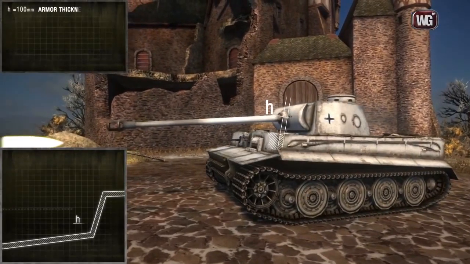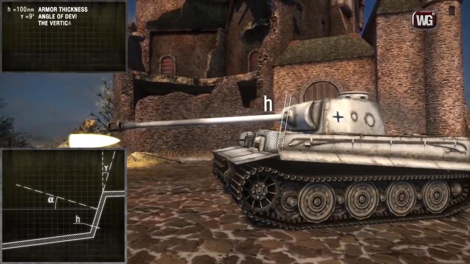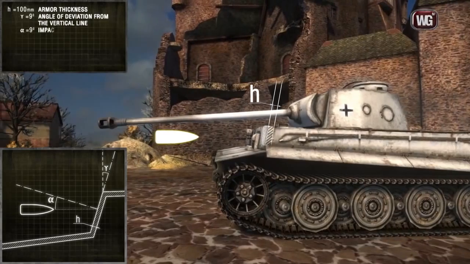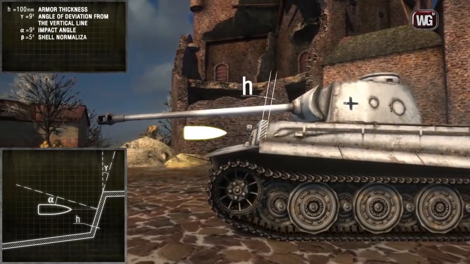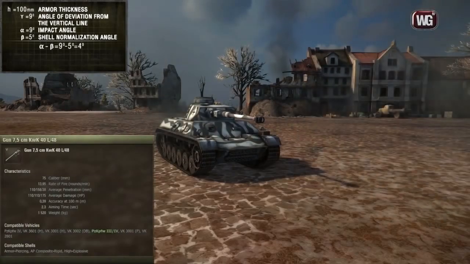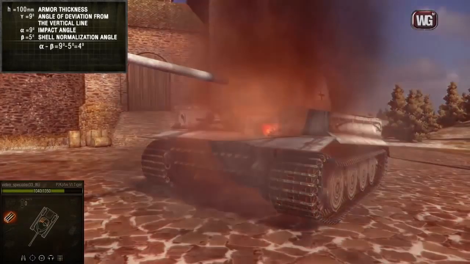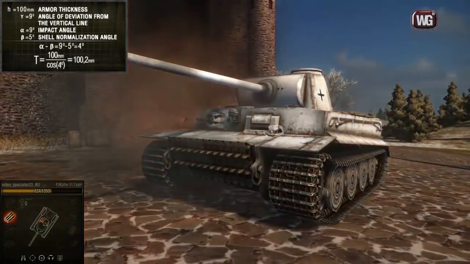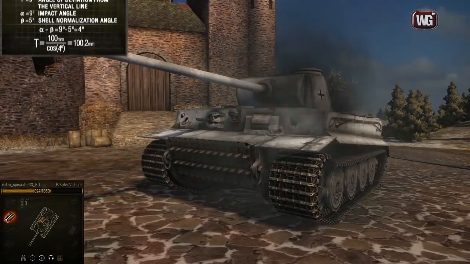Its upper armor plate thickness is 100 millimeter, and its deviation is only 9 degrees from vertical line. The impact angle is the same, and normalization effect makes it 4 degrees. Let's try the KWK-40L48, which has an average penetration of 106 millimeter. That'll result in multiple armor penetration before the 25% penetration variable is applied, as the effective armor thickness in this case is still 100 millimeter.